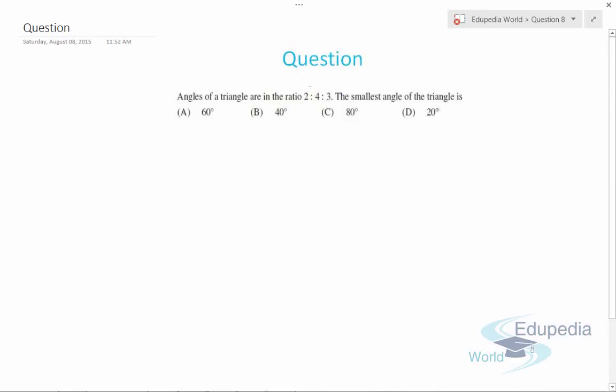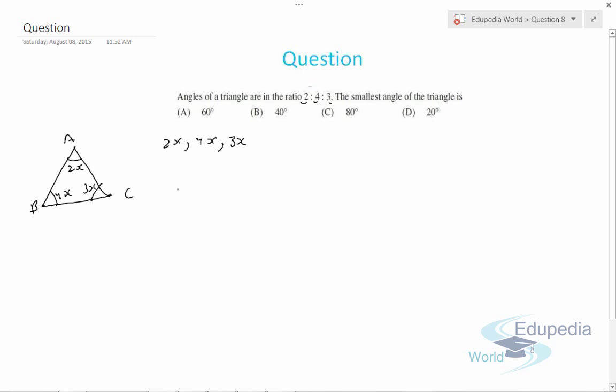Question number 8. Now the question says the angles of a triangle are in the ratio 2:4:3. The smallest angle of a triangle is. It's a very easy question again. Now suppose this is a triangle A, B, C, and these are the angles given. So we can make this ratio as 2x, 4x and 3x. So this becomes 2x, this becomes 4x, and this becomes 3x.